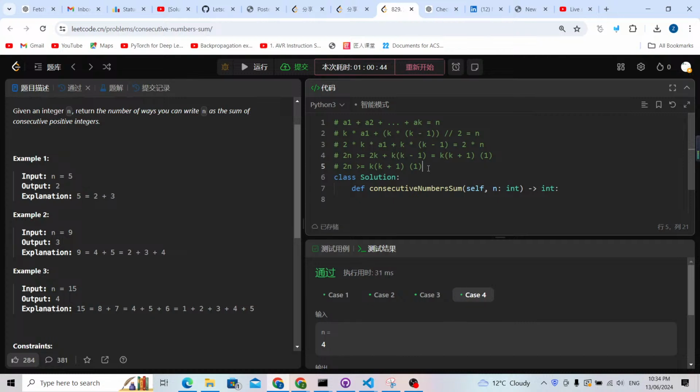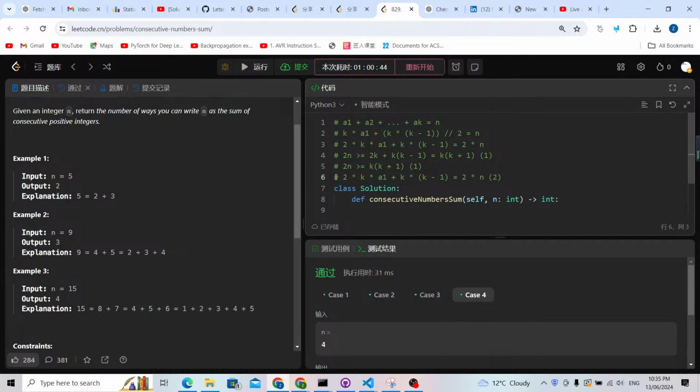And we also need another formula. Let's get it from here. So 2k times a1 plus k times (k minus 1) should equal 2n. We're going to use this formula because this is also useful. So let me copy it. This is going to be my formula 2.